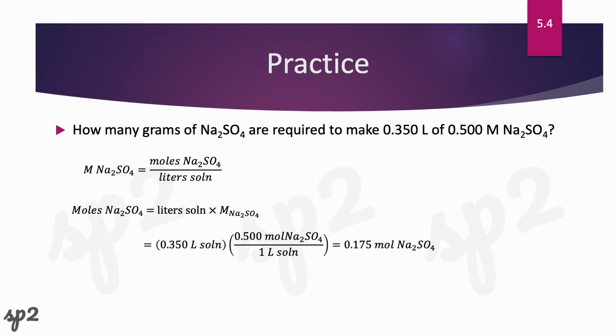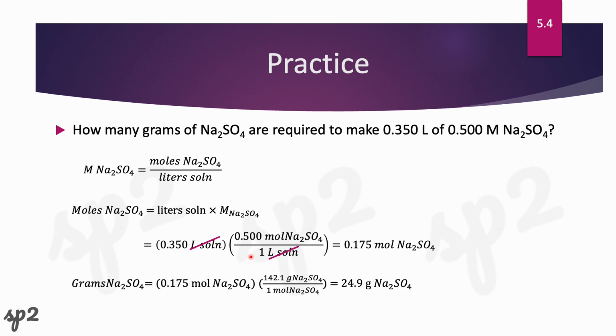Plug in the values. You've got your liter given as 0.350. And we also know that if I have 1 liter, it's going to give me 0.5 moles of sodium sulfate. Double check your units. You can cancel out the liters of the solution, and that is going to give us the moles of sodium sulfate.